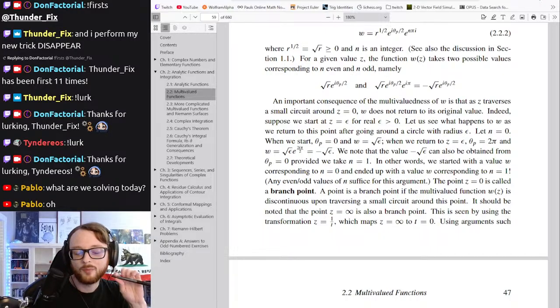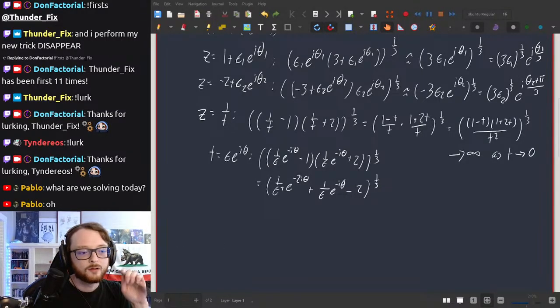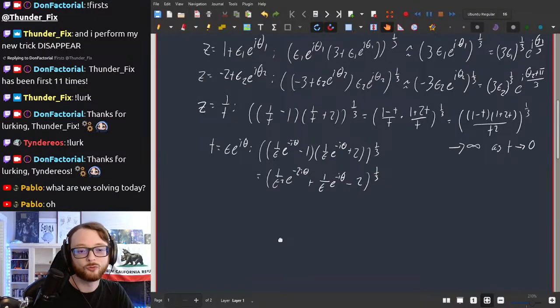I was thinking maybe I should, instead of doing a small circuit around 0, do a small circuit around like 1 or -2? Or both?